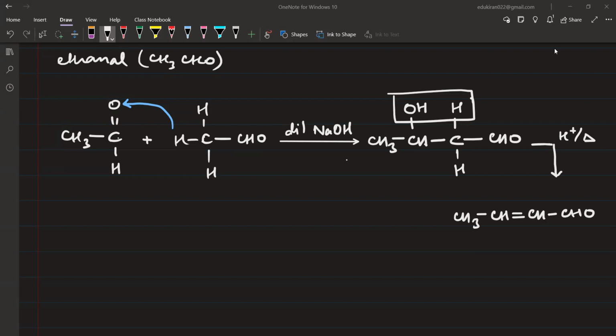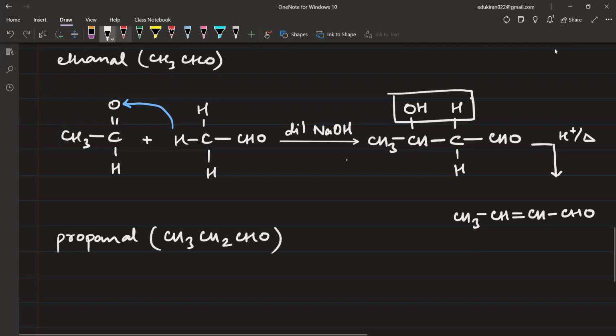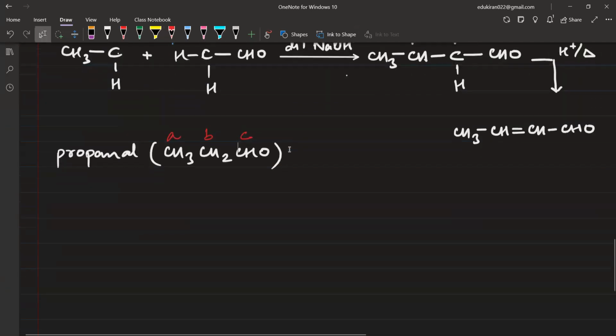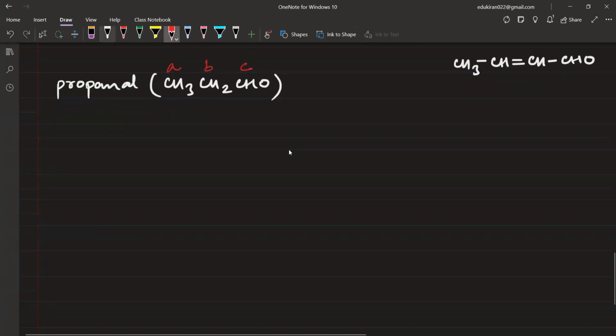So please listen. Another molecule. Propanol. You have CH3, then you have CH2, and then you have CHO. I'm writing the labels A, B, C. So tell me, first of all, I will expand which one, A, B, or C? C. Very good. CH3, CH2 as it is, and then I will expand carbon, double bond oxygen, single bond hydrogen like this.